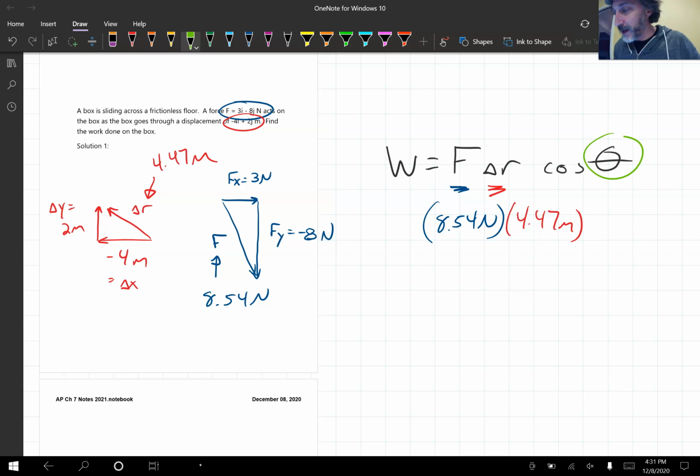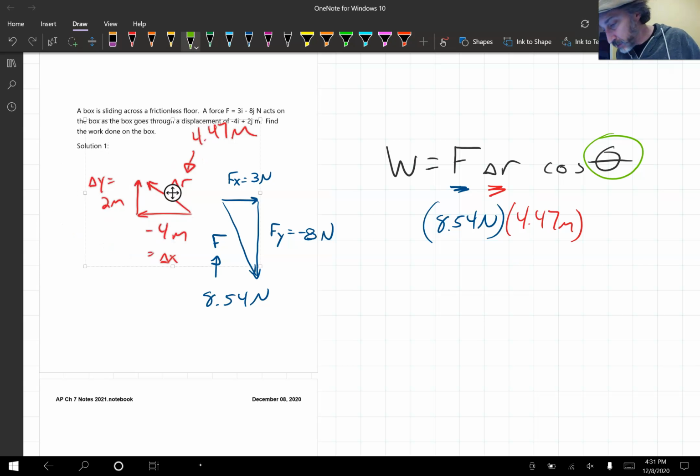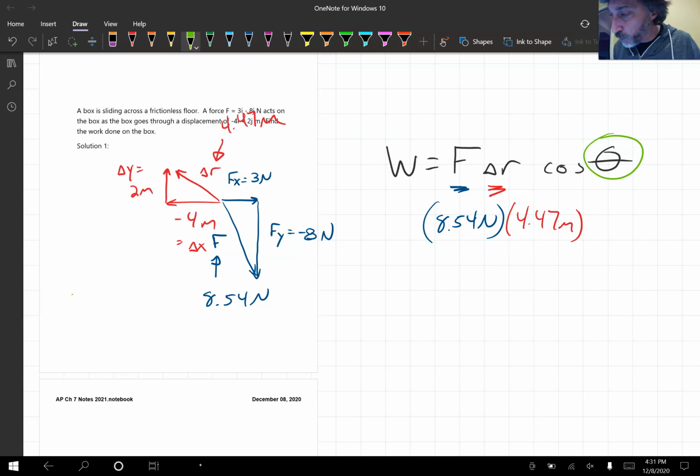Times the cosine of the angle between them. So remember, to find the angle between them, you have to draw them head to tail. So I'm going to cheat and move these guys. The angle that I want is, really it doesn't matter, I'm going to find the smaller angle. I want this angle. If you wanted to, you could find this angle over here, and it still works. But I usually try to choose the one that's less than 180 instead of the one that's more than 180.